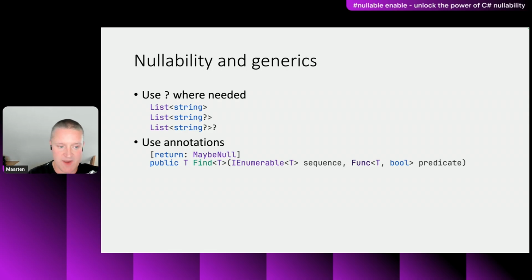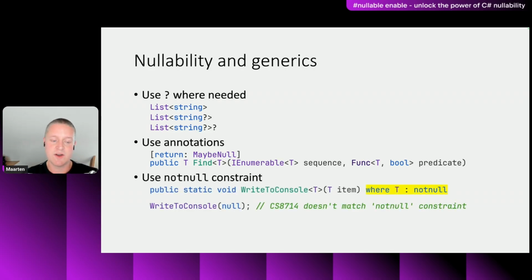So you can annotate that by saying, okay, this result of this find method can be null or cannot be null in some cases. You can also use the not null constraint, where if you write a generic method and you accept a generic type as a parameter, you can say that type should not be null, which means that if you write to console, for example, and pass in null, it will give you a compiler warning saying this does not match that not null constraint that you have there.